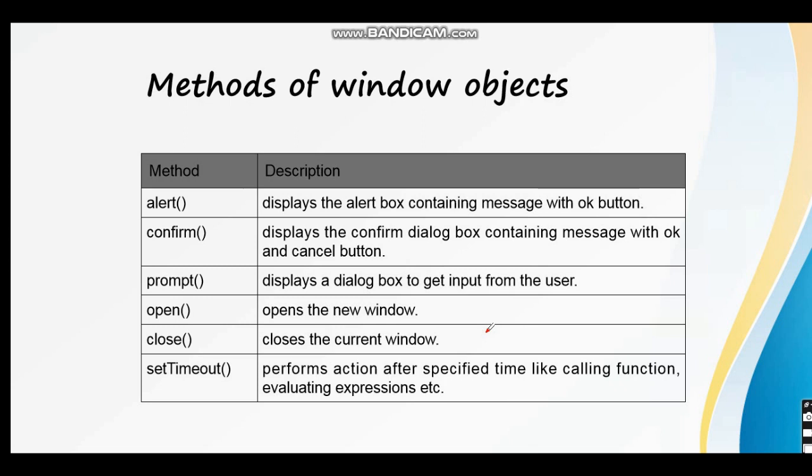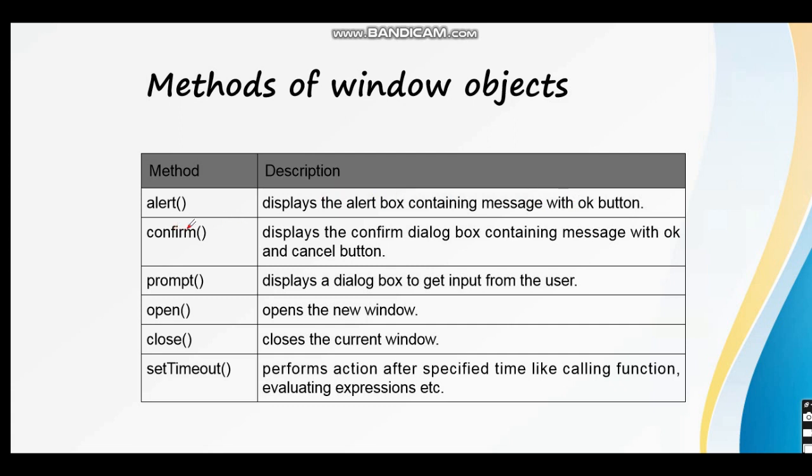Is it clear? Next, methods of window objects are alert, confirm, prompt, open, close, setTimeout. So these are the methods of your window object. Like if I'm making use of the alert method, then it displays the alert box containing message with OK button, right?